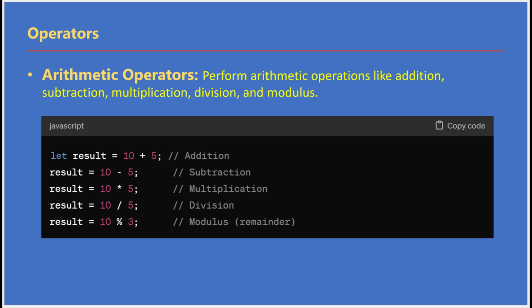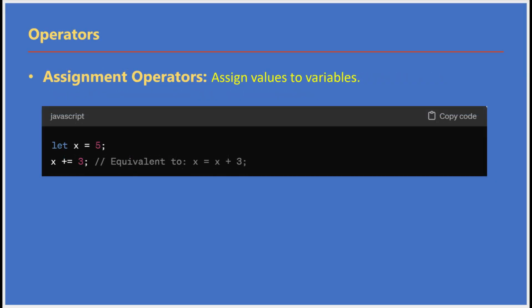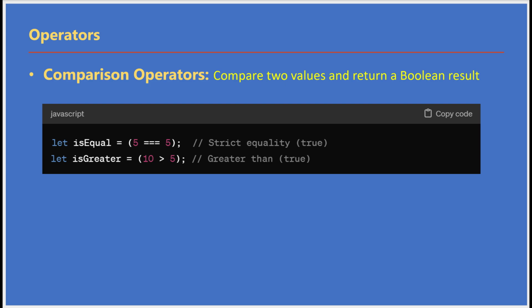But what about assigning values to variables? That's where assignment operators come in. They allow us to set and update values. An example would be x = 5 or x += 3, which is a shorthand way of saying x = x + 3. Moving on to comparison operators.